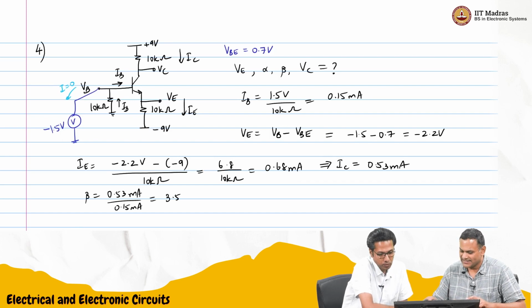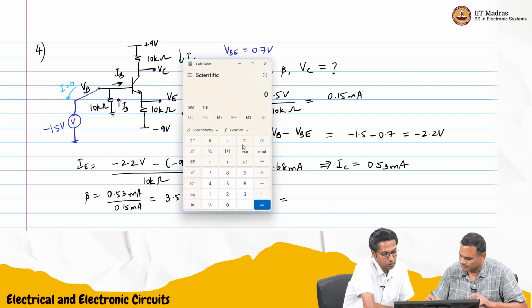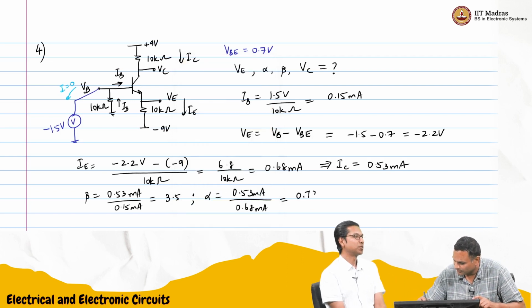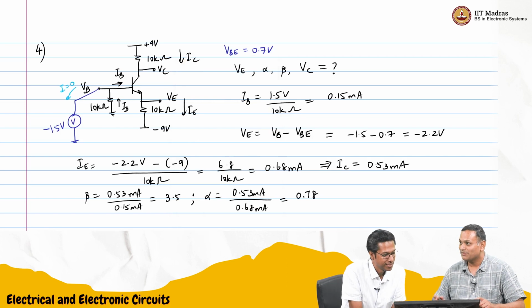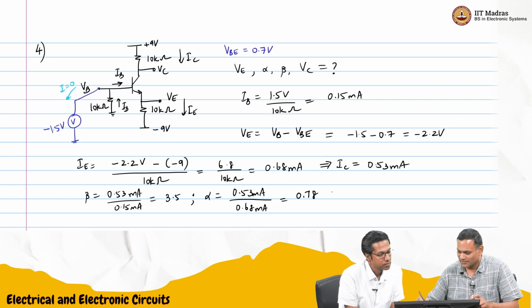And alpha is IC by IE, so 0.53 by 0.68, which is 0.78. It's a very small alpha. Ideally, it should be very close to 1. We saw when beta is 100, alpha was like 0.99. So not surprising.